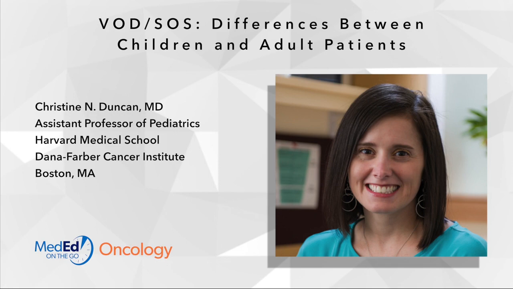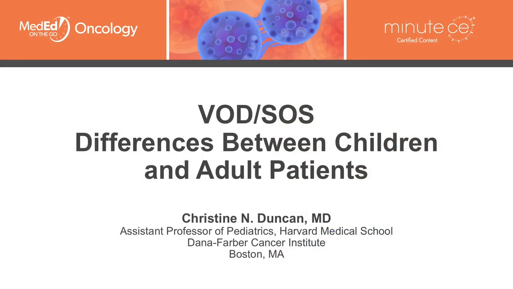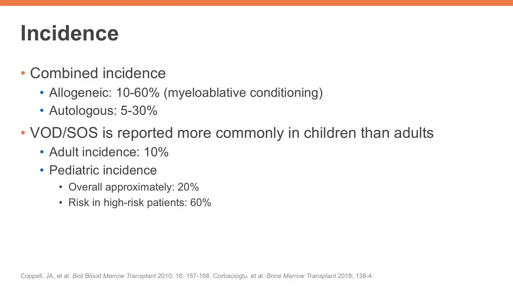Today I'm going to be talking with you about veno-occlusive disease and the differences between children and adult patients. And while there are many things that are similar between these two populations, there are some distinct differences that we'll discuss. In general, the incidence of veno-occlusive disease is reported as between 10 and 60% for patients who receive allogeneic stem cell transplant with myeloablative conditioning, and 5 to 30% in patients who receive autologous conditioning.